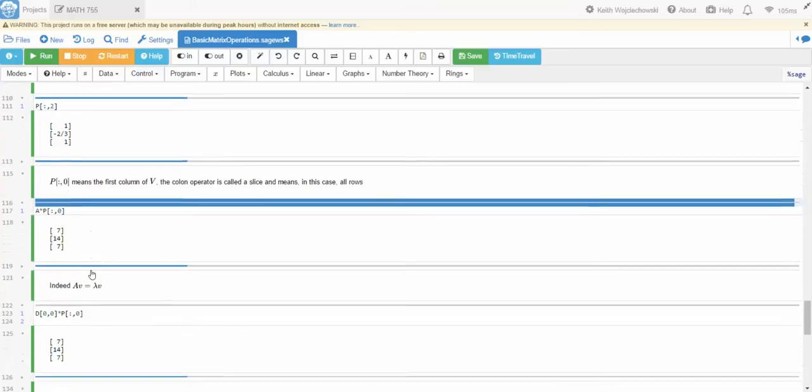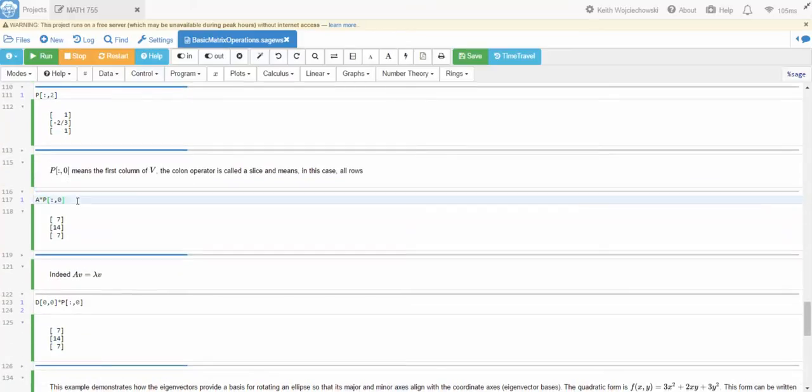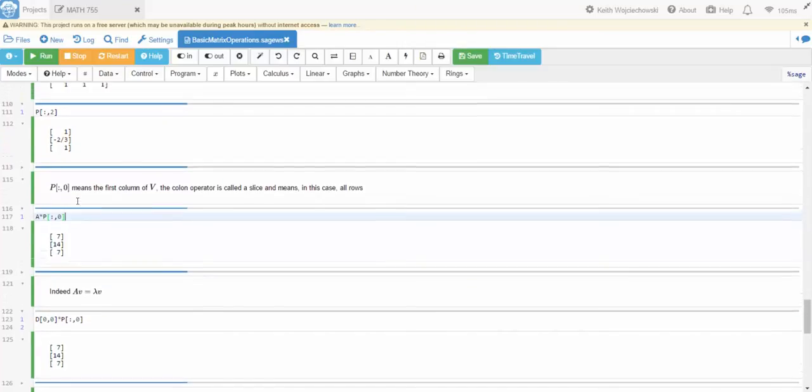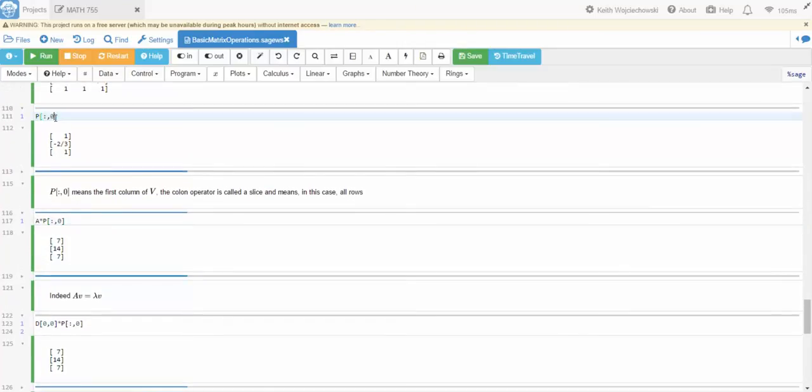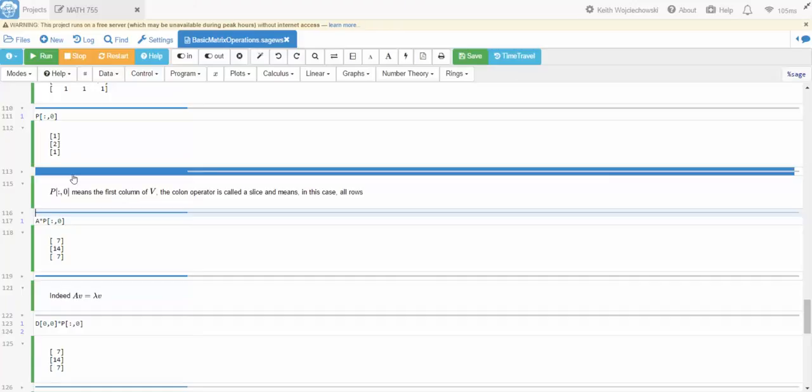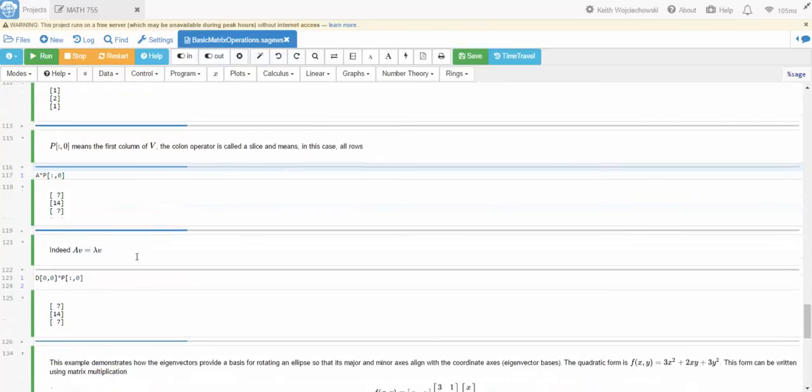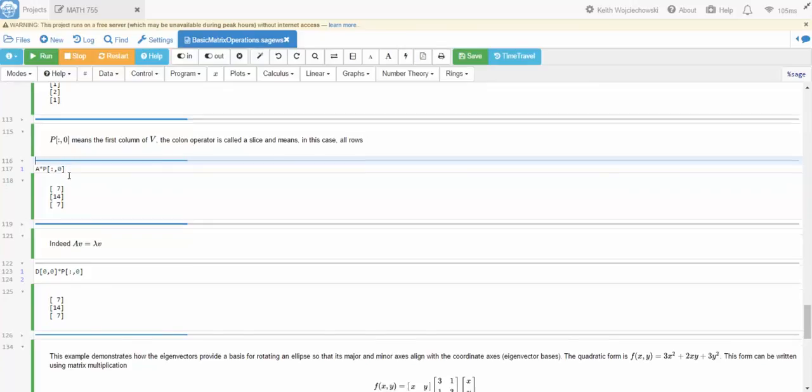And then of course, if I take A times the first column, I get 7, 14, minus 7. Now if we look at that, let me go back to 0 here. That is 7 times this column. Well, that makes sense because that's AV equals lambda V. And lambda is 7 in this case, and that's the eigenvalue. So that's just confirming that.